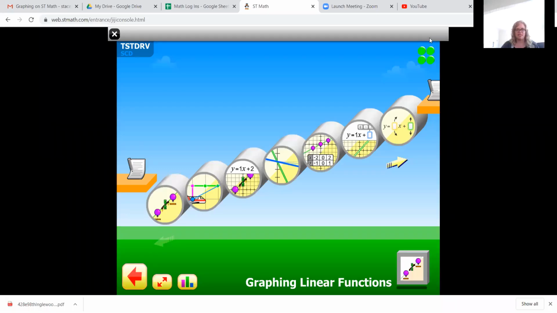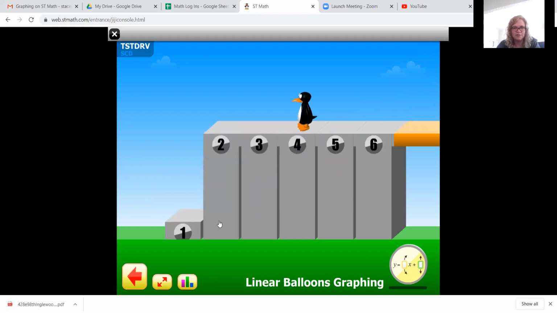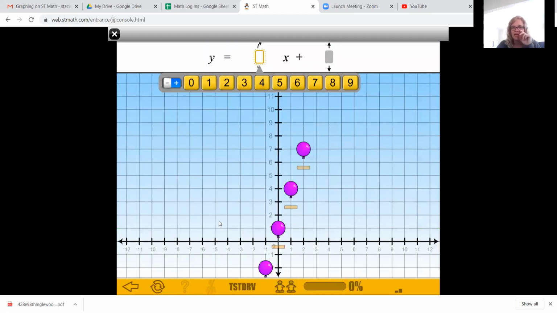Okay, so this is ST Math graphing linear functions, and we're in the final circle of this lesson, circle 7, linear balloons graphing. And there are 6 levels here, all of them very similar. I'll just show you one in level 2 so you can get the gist of it.